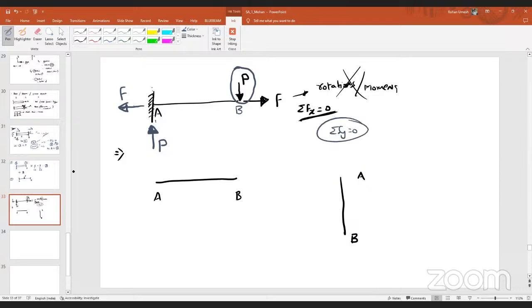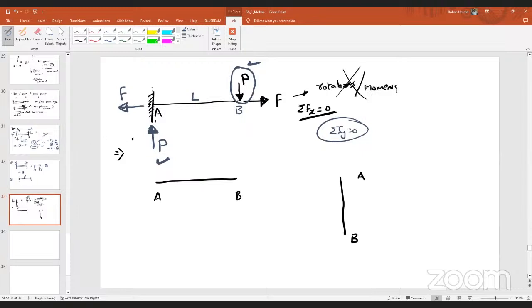But look at these two forces. What do we have to call these two? At point A, P is acting upward, and at point B, P is acting downward, and they are separated by a distance L. What will they cause to the beam AB? Couple moment. So these are equal and opposite forces at point A and point B, separated by a distance L.